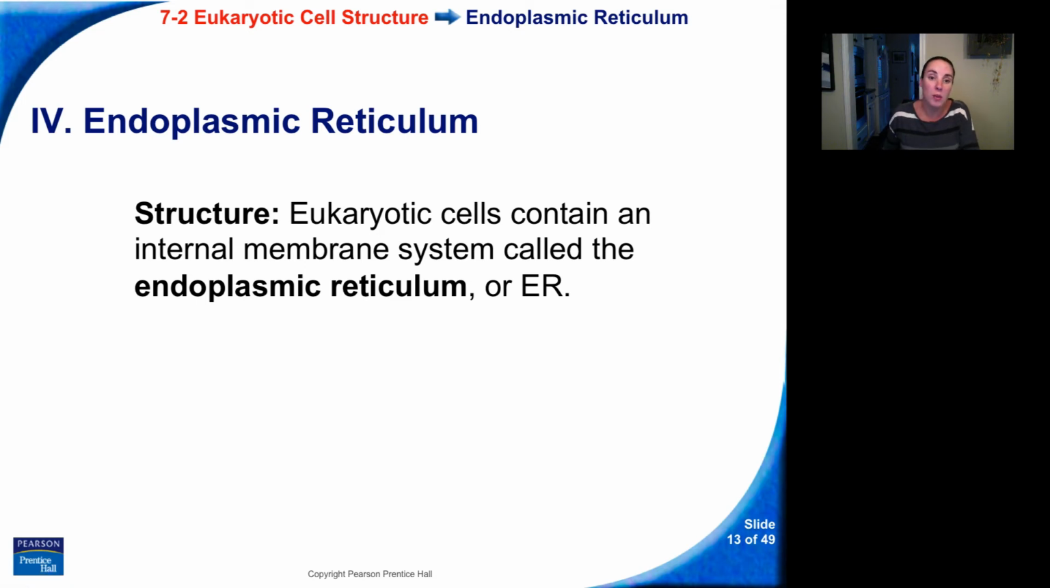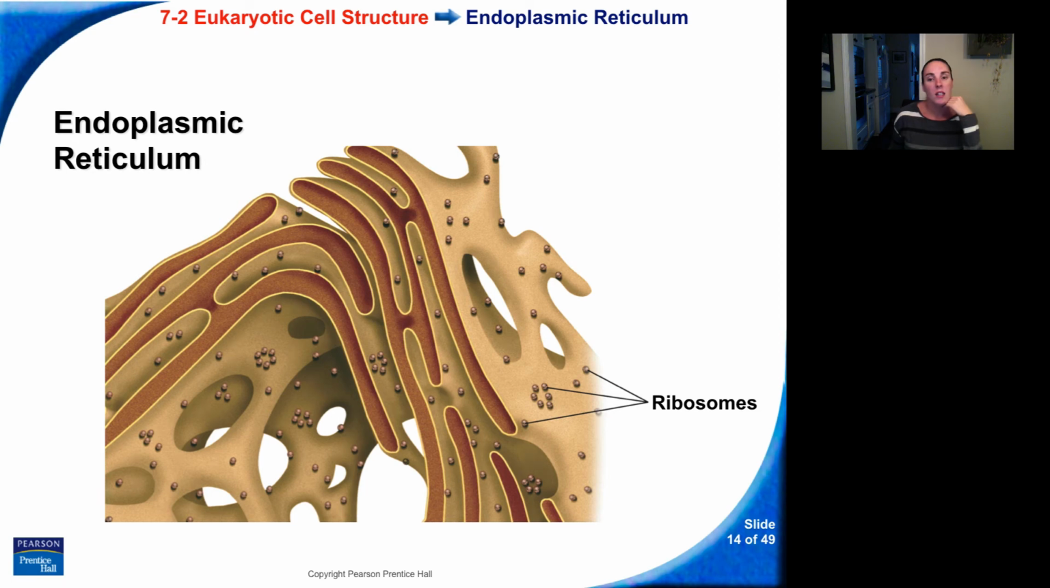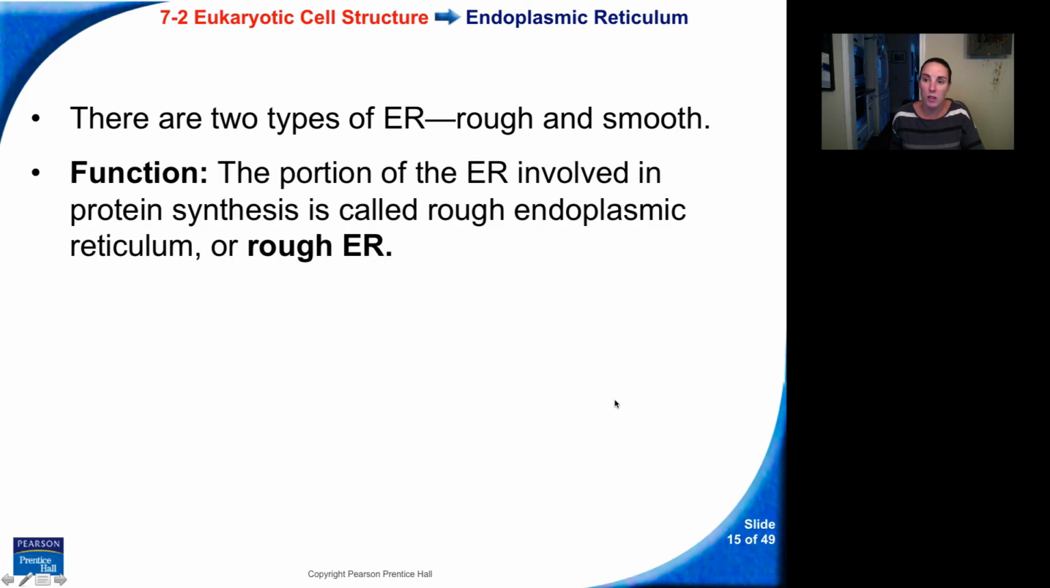So the endoplasmic reticulum is another structure that contains an internal membrane system, and it is where lipid components of the cell membrane are assembled along with proteins and other materials that are exported from the cell. So its two main functions are to make lipids and to make proteins. This is the endoplasmic reticulum, lots of membranes and infoldings, and on some of the endoplasmic reticulum you're going to see ribosomes. So there are two types, rough and smooth.